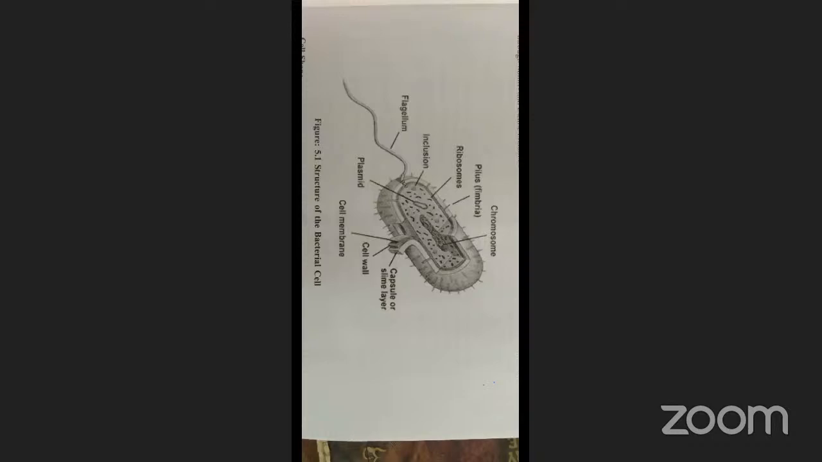So here, based on the cell wall structure and composition, bacteria are divided into gram positive and gram negative bacteria. Okay, gram positive.